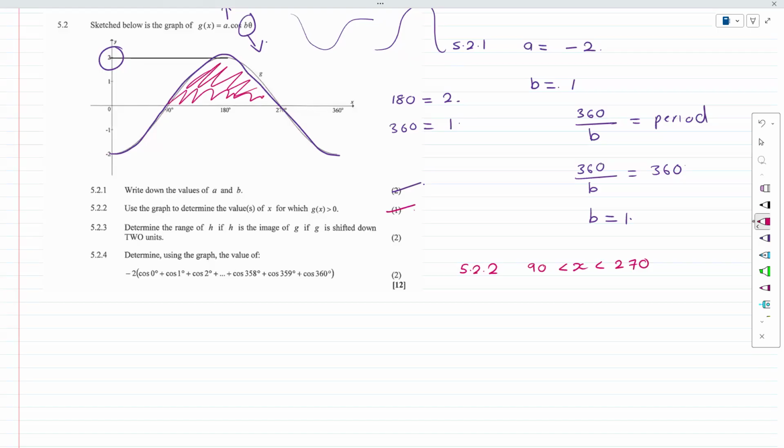If we look at the next part, it says determine the range of h. So I'd like you to know that h is a new graph. It's not part of this. So determine the range of h if h is the image of g. And if g is shifted down 2 units. Very simple to deal with.